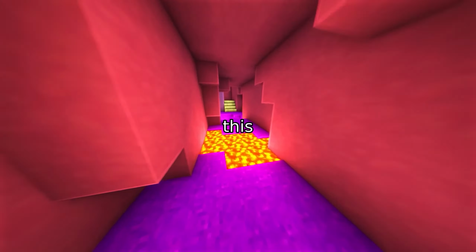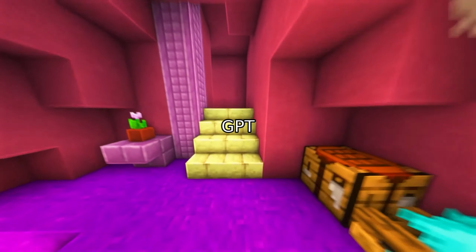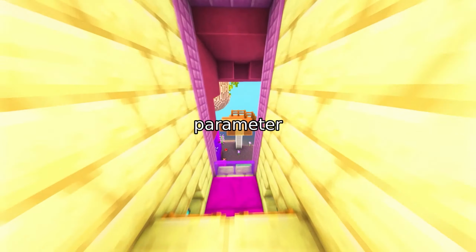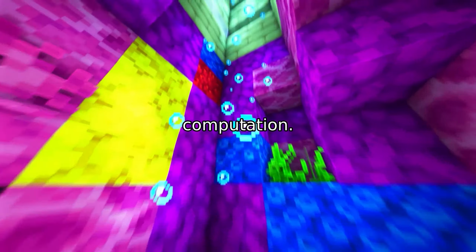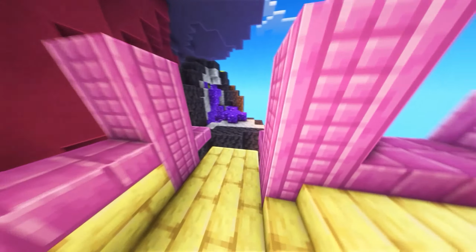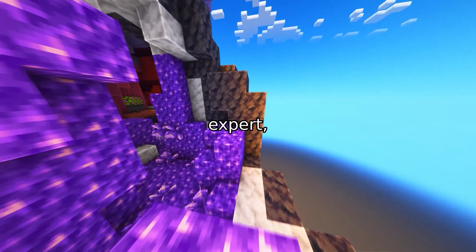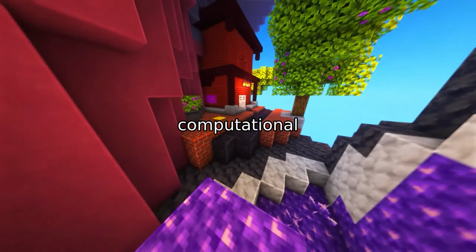Recent research has taken this even further. Models like GPT-3 and BERT utilize vast parameter counts, up to 175 billion, but this isn't just about scale. Techniques like sparse attention mechanisms and mixture of experts, MOE, architectures now enable efficient computation. The MOE approach, for instance, routes different parts of the input to specialized expert networks, drastically reducing computational costs while maintaining performance.